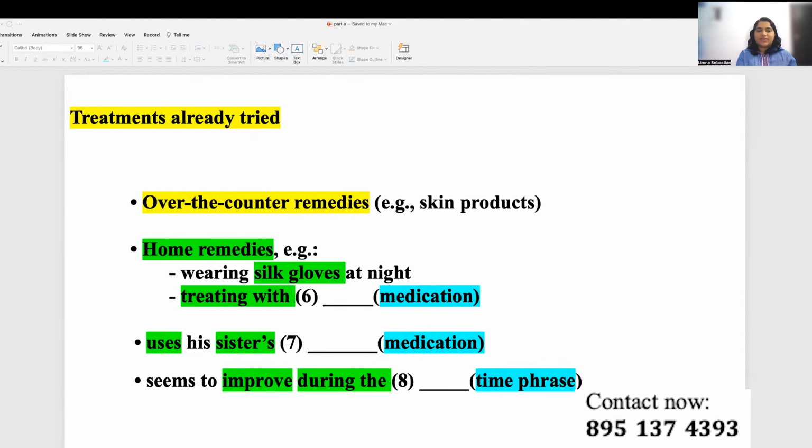Okay, so here you can see the next heading. Treatments already tried. That is also very important. Maybe the healthcare professional here, the pediatrician, will ask what treatments you have given, like that. So it's guiding us. And under that, there are 4 bullet points. So the mother will tell maybe over the counter remedies, that is important.